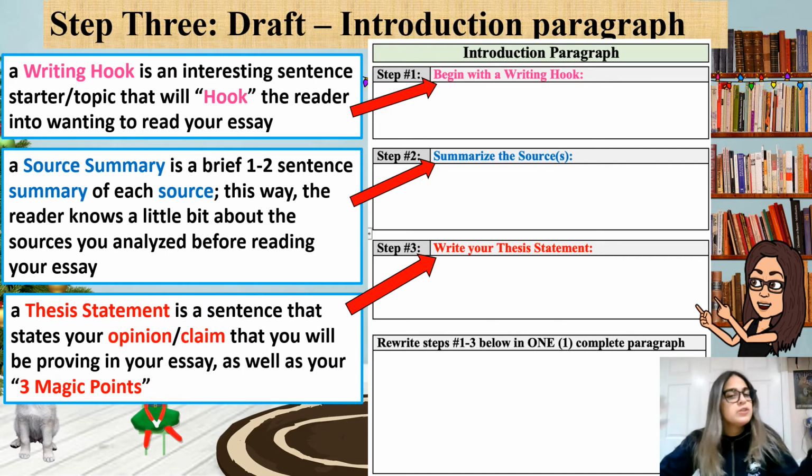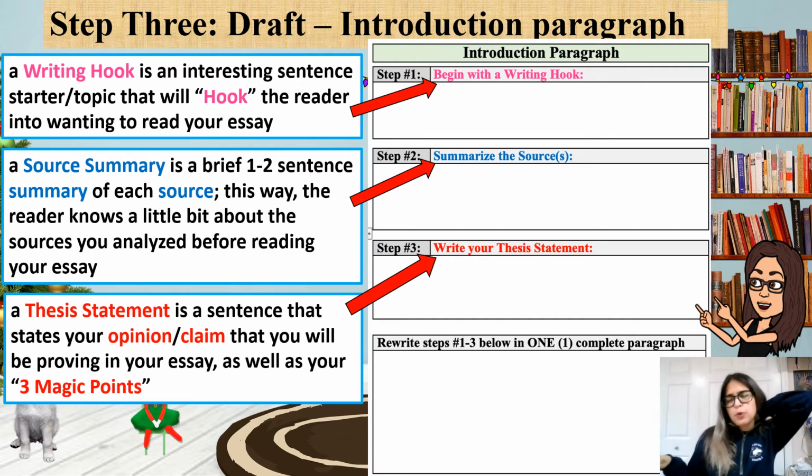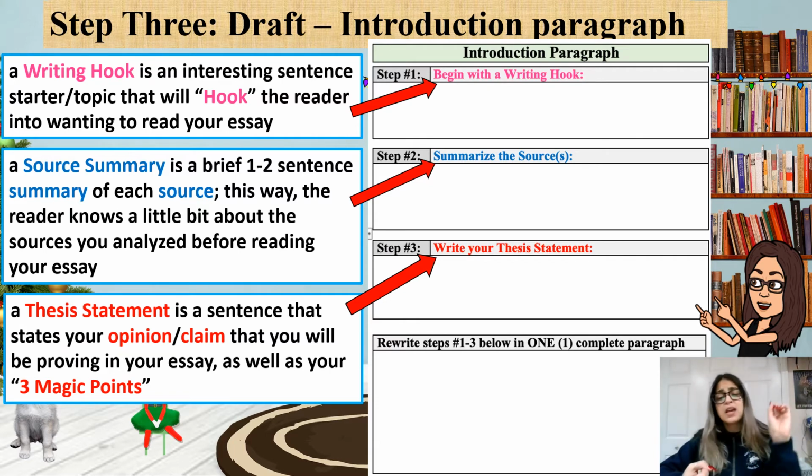And then your third step is just to rewrite your thesis statement. And to remind you, a thesis statement is a sentence that states your opinion or your claim, right? What you're trying to prove in your essay, as well as your 3 points, right? So if you want to make a thesis statement super thorough and super specific to let the reader know exactly what you will be doing in your essay, you should mention what your claim or opinion is that you're going to prove, the 3 points specifically that you're going to make as a topic for each of your 3 body paragraphs, and you should include what the source title is. So specifically, we're talking about Theseus and the Minotaur.